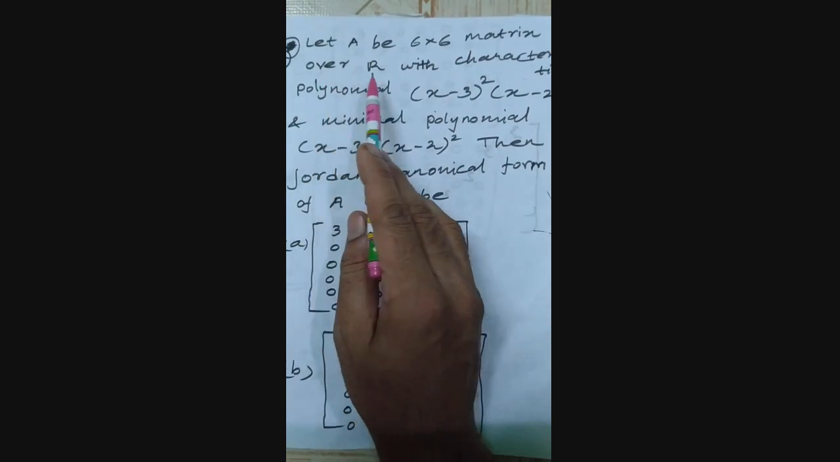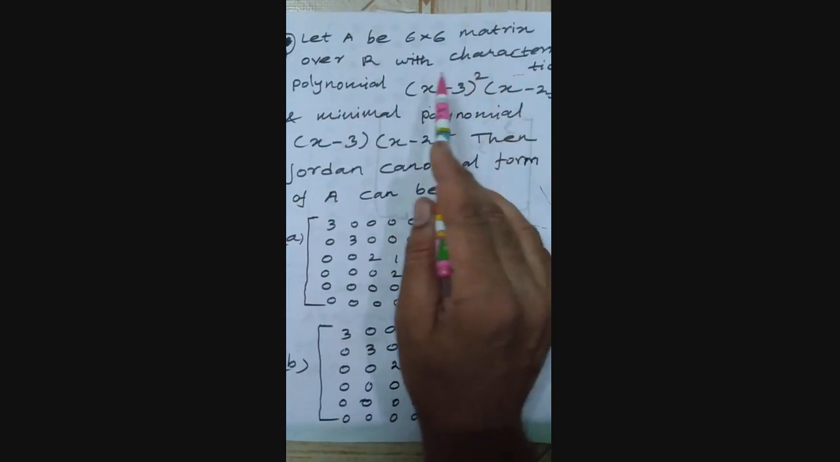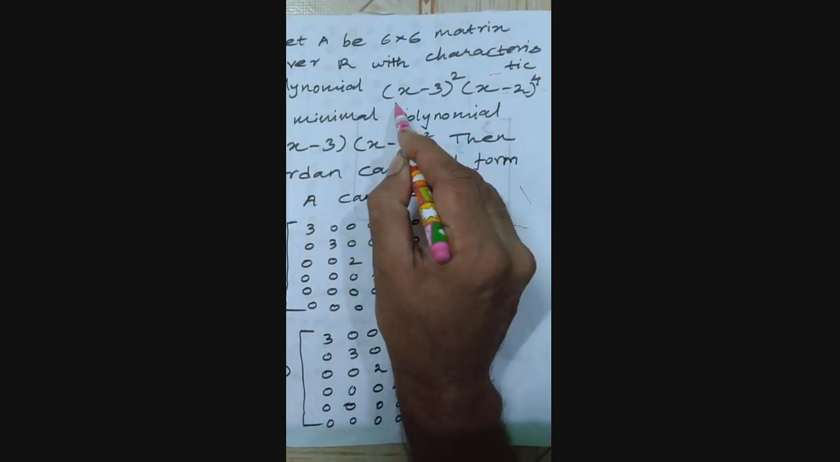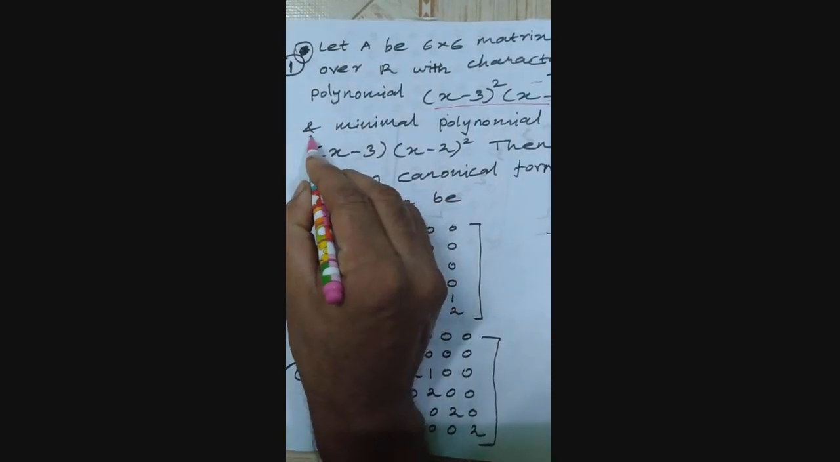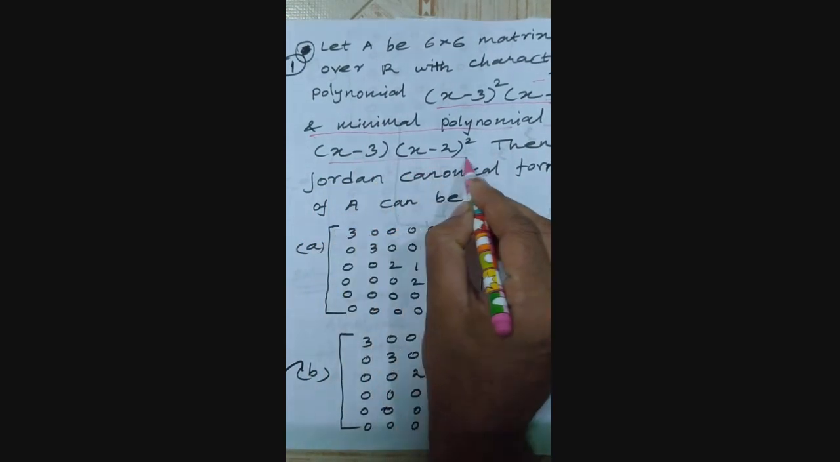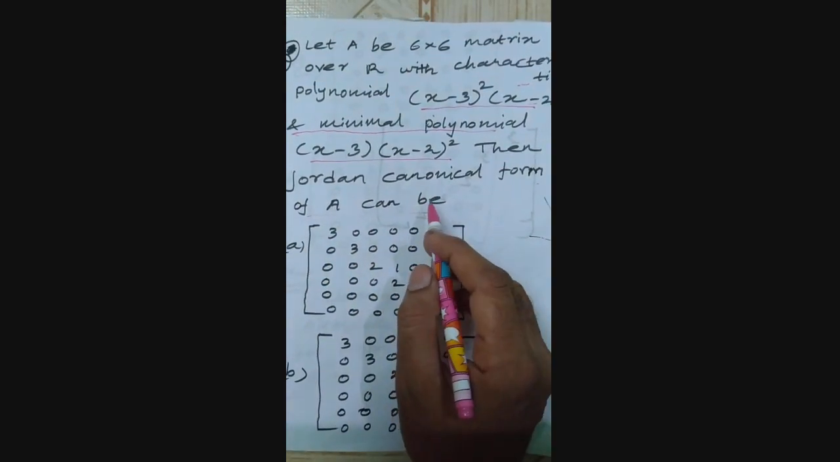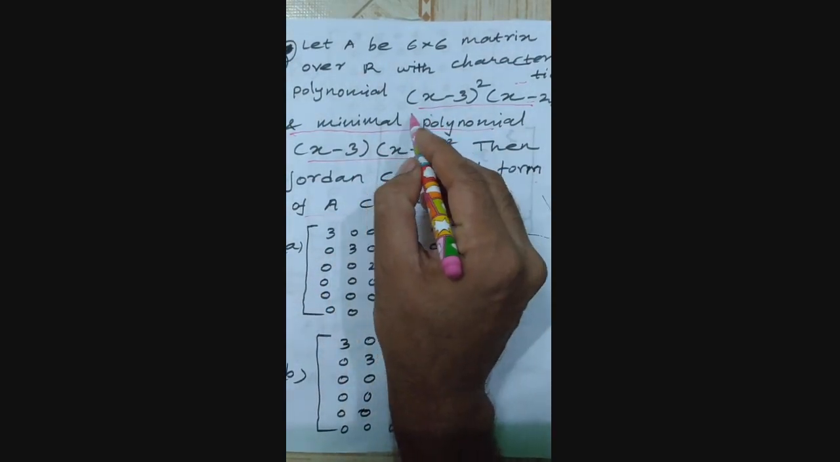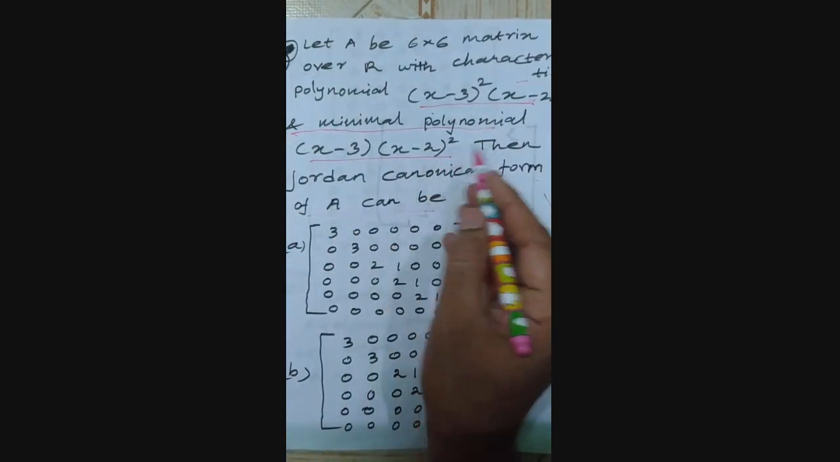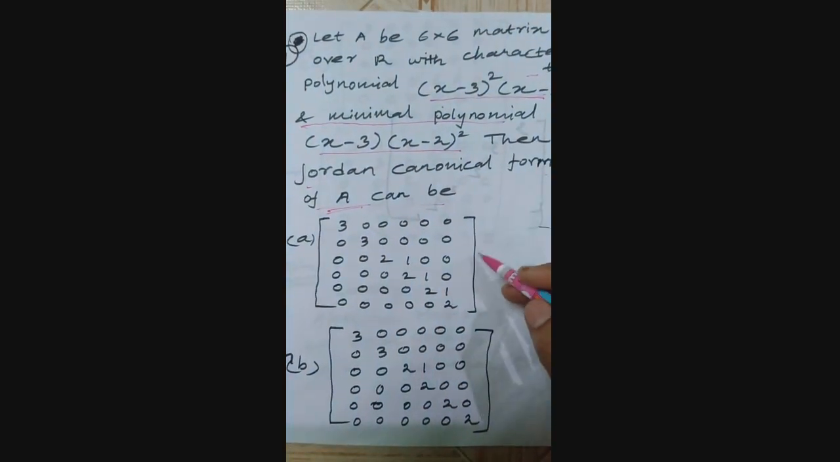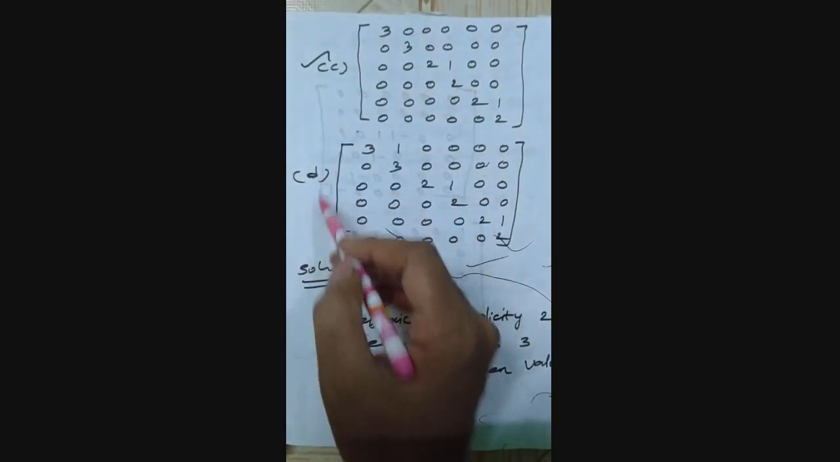let A be a 6 by 6 matrix, 6 rows and 6 columns, over R with the characteristic polynomial (x minus 3) whole square into (x minus 2) whole power 4. So this is the characteristic polynomial, and the minimal polynomial is also given. So this is the minimal polynomial. Then we have to find out the Jordan canonical form of A. The characteristic polynomial of the matrix and then the minimal polynomial are given, then we have to find out the Jordan canonical form of A, that is a 6 by 6 matrix. The four options are given, A, B, C, D.